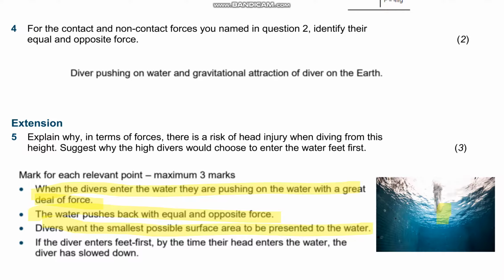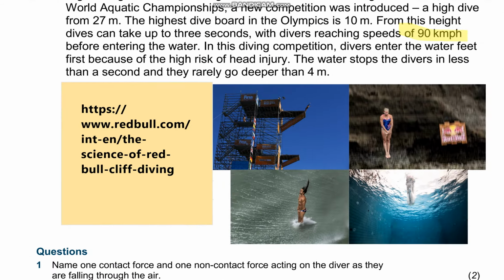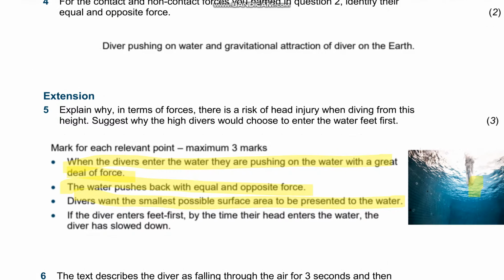So it did say in the description above, the water stops the divers in less than a second, and they rarely go deeper than 4 meters. So that just highlights the point there that if the diver enters feet first, by the time their head enters the water, the diver has slowed down. Okay, so it says a mark for each relevant point, maximum of 3 marks. So any 3 of those would have got you 3 marks if this was an exam question.